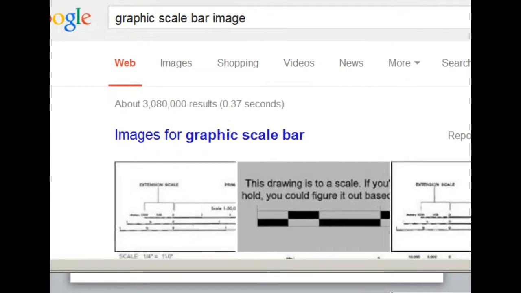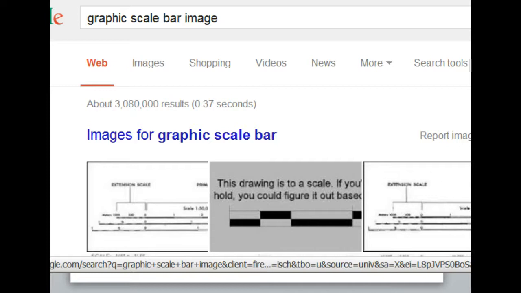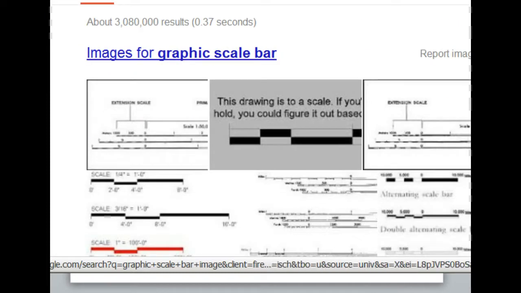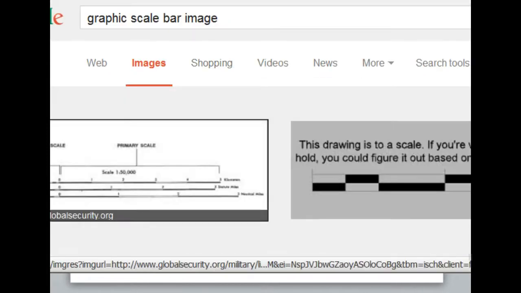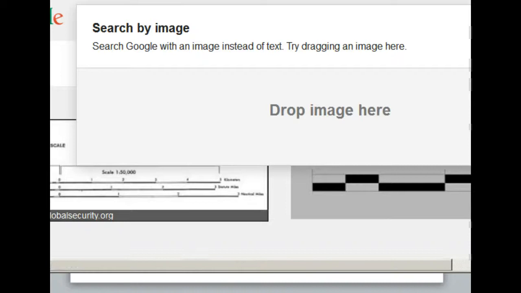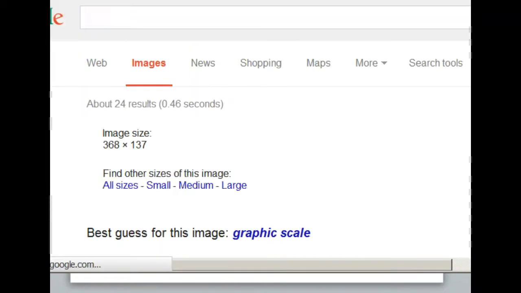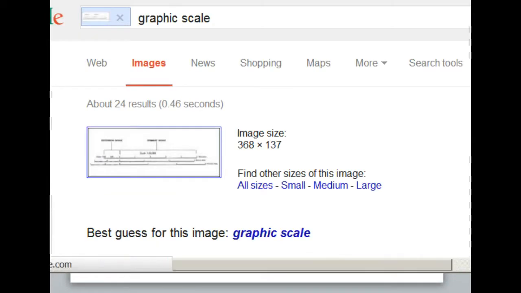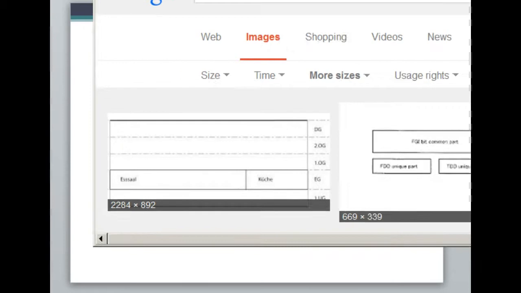Right, let's see what we've got here. Oh, there they are. Look at that. Graphic scales. Actually, this is pretty cool because now we're going to get into all kinds of messy stuff here. Here's a nice image for a graphic scale, or not.